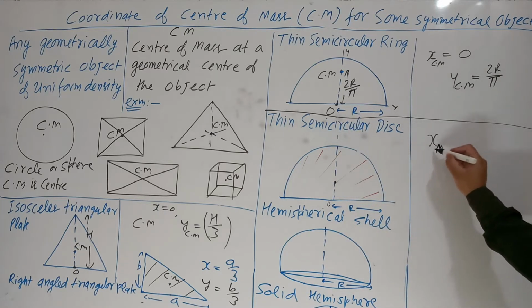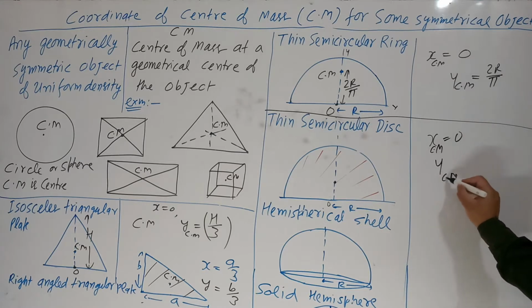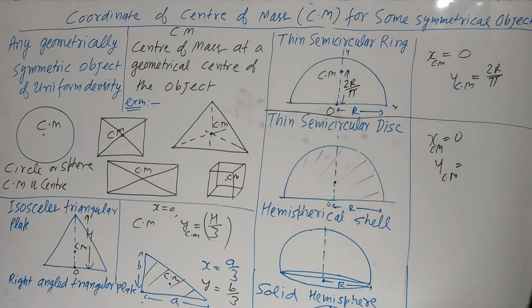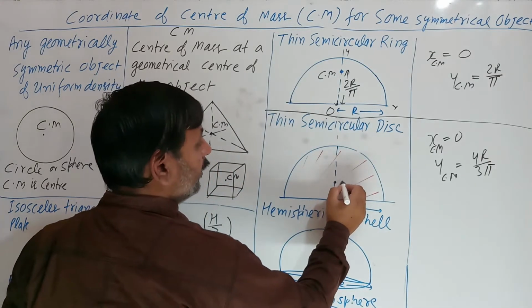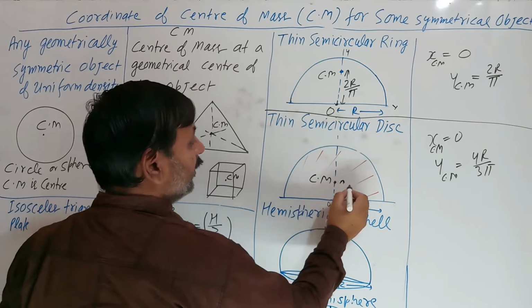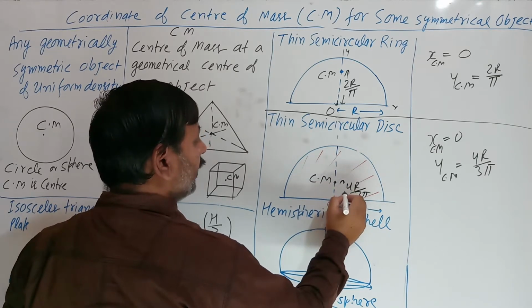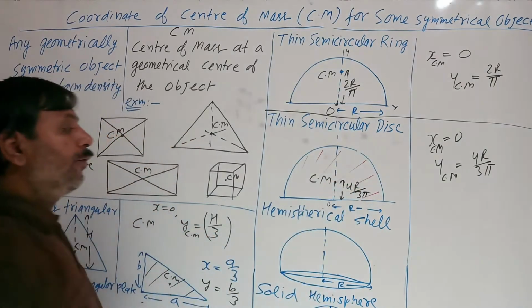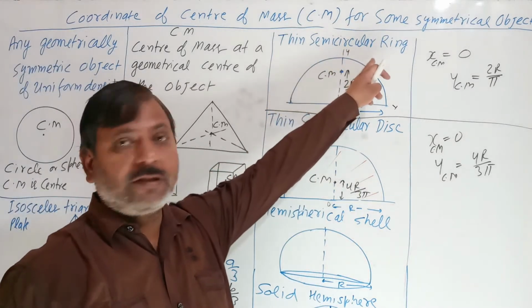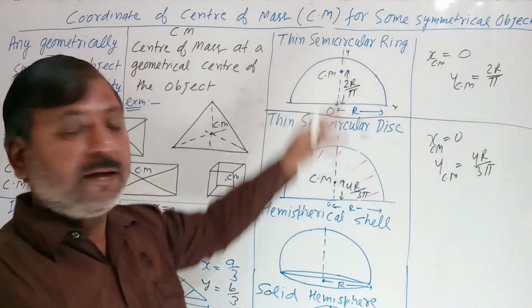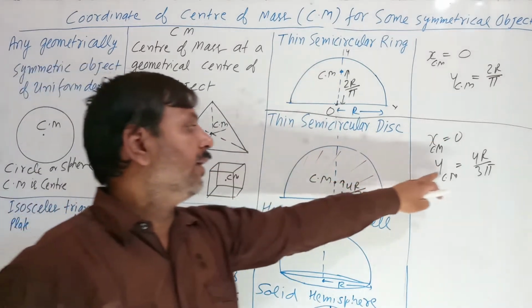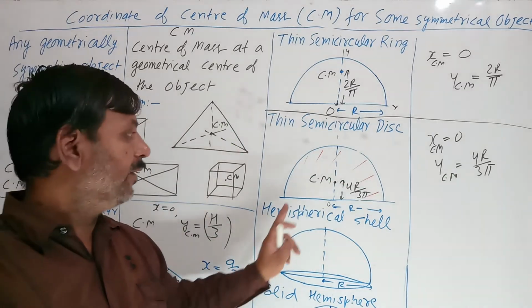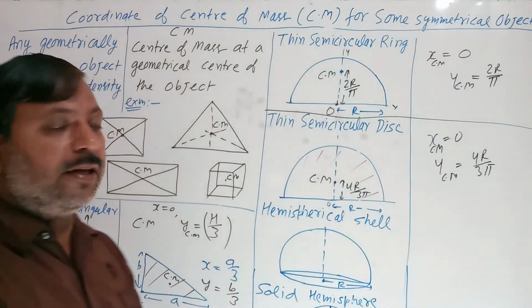So the x coordinate of this will be 0. What about the y coordinate? If the radius is r, then the y coordinate is 4r upon 3 pi. This is the distance where the center of mass lies. So remember, for a thin semicircular ring, the center of mass is 2r upon pi, and for a thin semicircular disc, the center of mass lies at a distance of 4r upon 3 pi from the center.